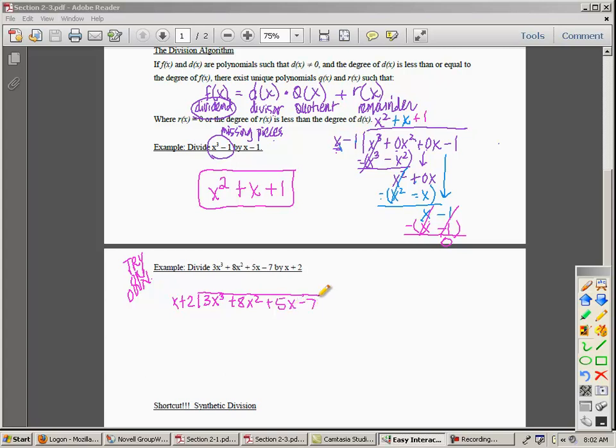Okay, x times 3x squared makes 3x cubed. So 3x squared times x is 3x cubed. 3x squared times 2 is 6x squared. And when I subtract, these cancel. I get 2x squared, and I drop down my 5x.